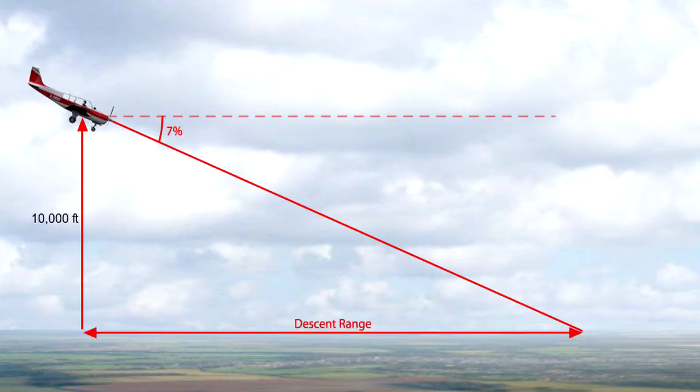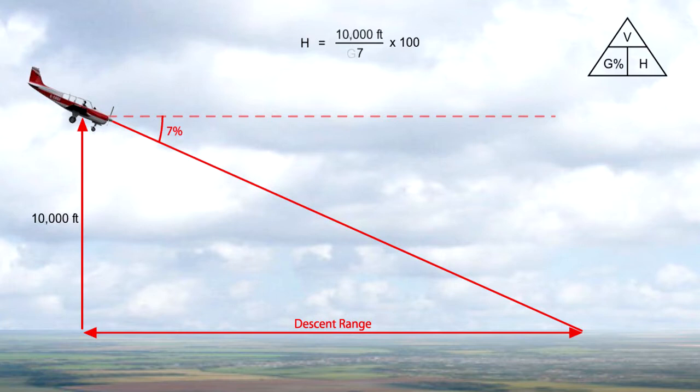Let us assume a cruise altitude of 10,000 feet and a gradient of descent of 7% following an engine failure. Using the simplified triangle, we can work out the horizontal distance travelled by taking the height of the aeroplane above the ground, dividing this by the gradient, and then multiplying by 100. In this case, we see that in still air the airplane will cover in the glide a horizontal distance of 142,857 feet, or roughly 23.5 nautical miles following engine failure.